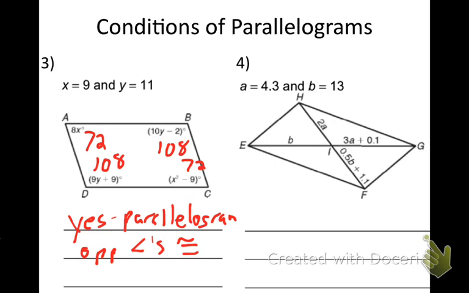Number 4. What did you get for HI? Johnny, what did you get for HI? Two times 4.3? Yeah, 8.6. Okay. What do you get for IG? What is IG going to be, Noah? Yep, it's 13.